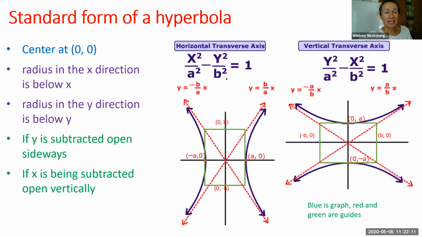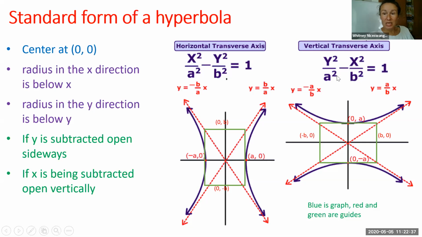Now just the opposite. We're going to look at that second equation, the vertical transverse axis. If x is the term being subtracted, then we're going to open vertically. And it's for the same reason. So we've got y squared over a squared minus x squared over b squared is equal to 1.